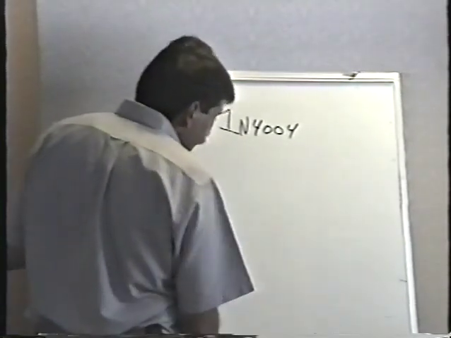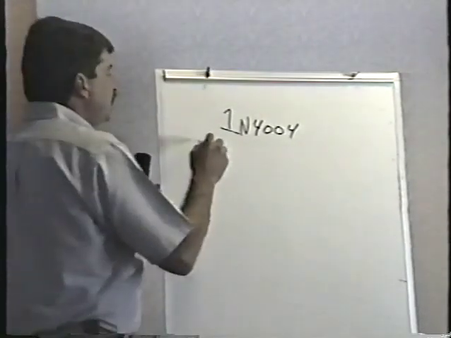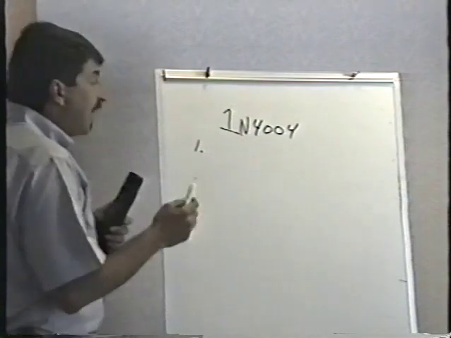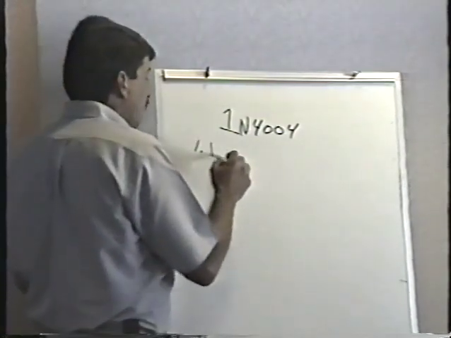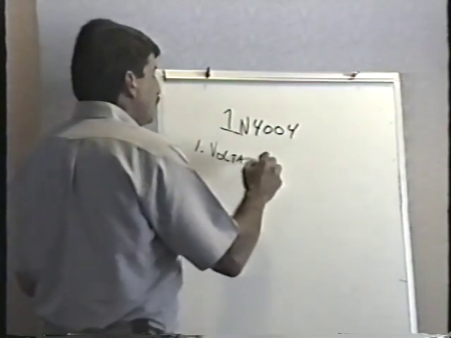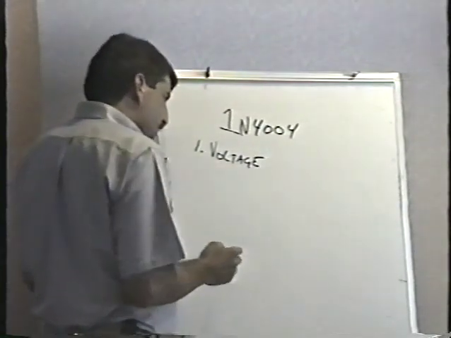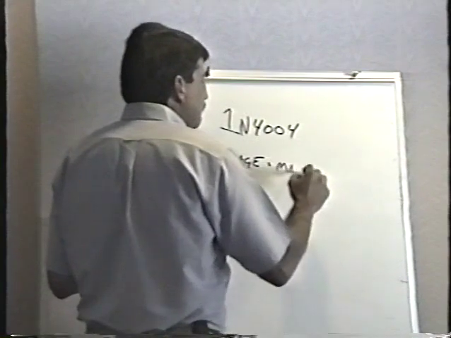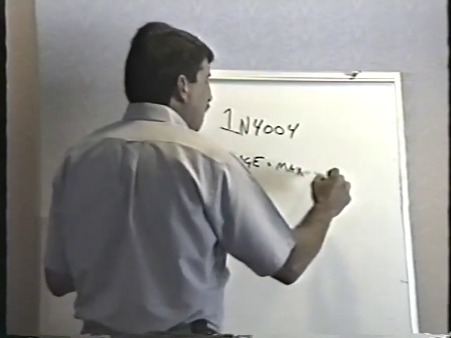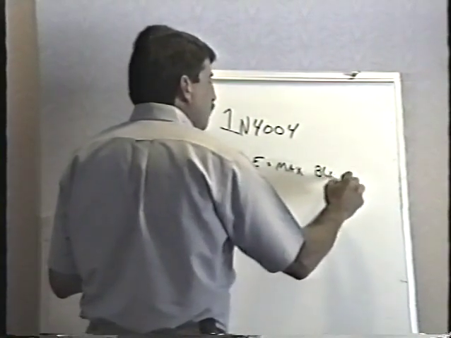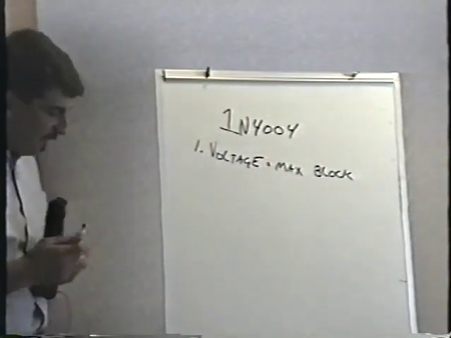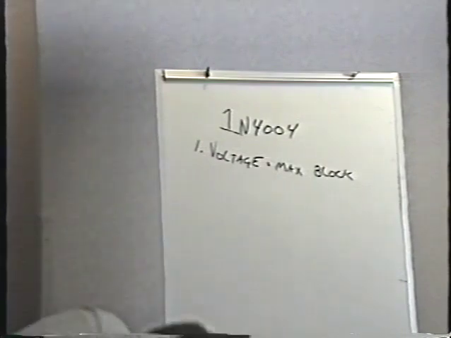All right. Well, diodes have two different specifications. Like all of our components have different specs. Diodes have two different specifications. One is the voltage rating of the diode. The voltage rating of the diode is the maximum amount of voltage that the diode can block. It's the maximum amount of voltage that the diode can block.